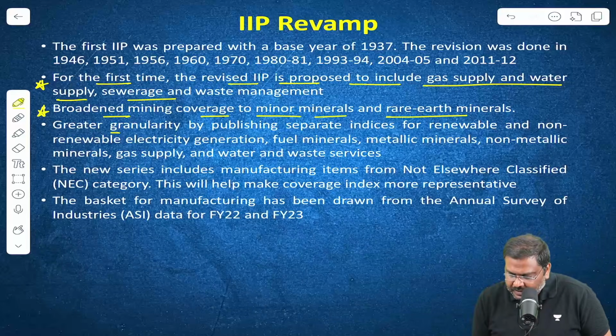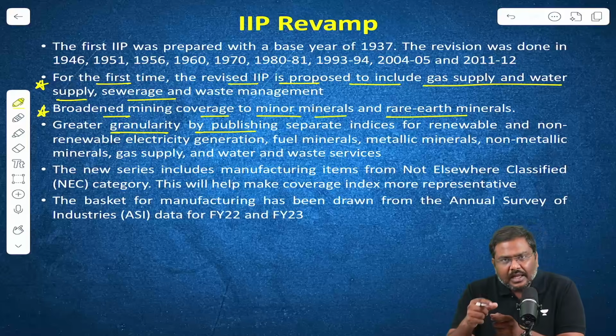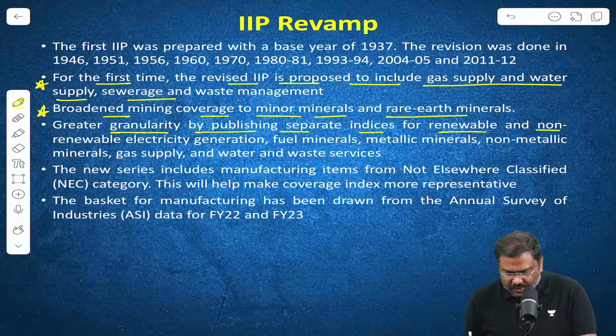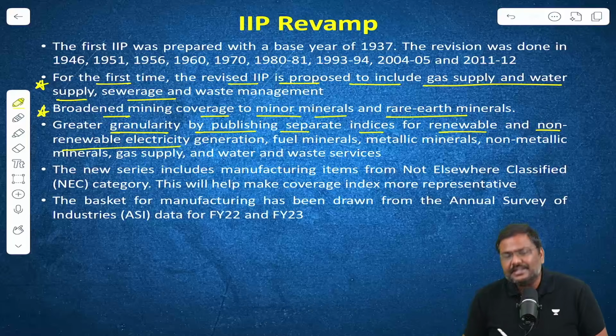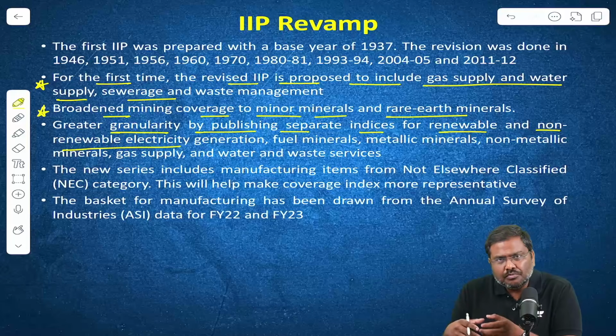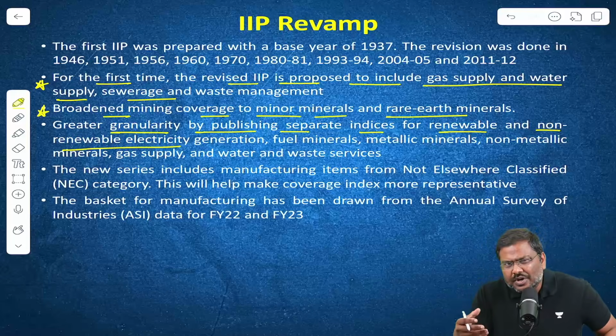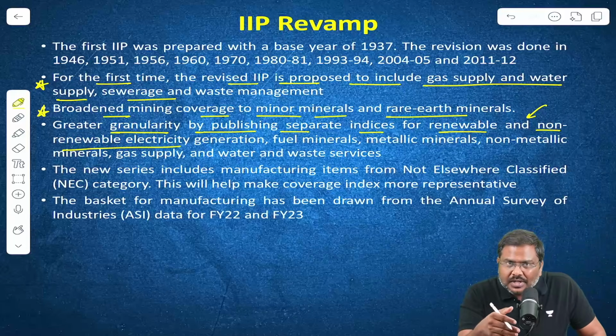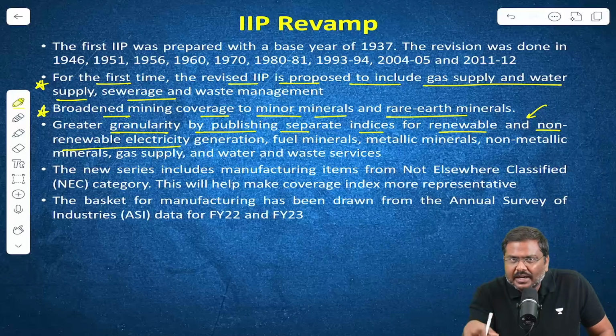Third one, greater granularity in order to ensure that there will be a separate publication of indices for renewable as well as non-renewable electricity generation. The government of India in recent times has been focused more on promotion, production, consumption of non-renewable energy. So this will give basically an estimate of what is the change in the production activity in all of these particular areas.